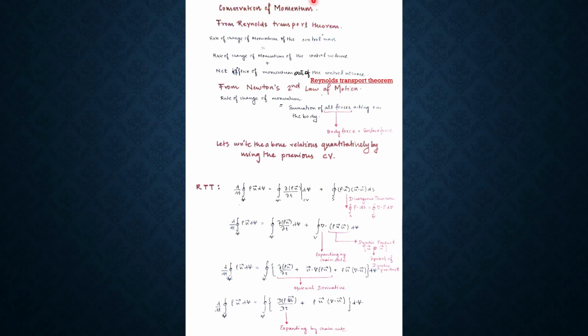Coming to the conservation of momentum, here we need to take into account two different effects. First is the Reynolds transport theorem. What it says is the rate of change of momentum of the control mass is equal to the rate of change of momentum of the control volume plus the net efflux of momentum out of the control volume. And this is the link that I've attached to the Reynolds transport theorem page. If someone is interested, they can visit it and read more about it.